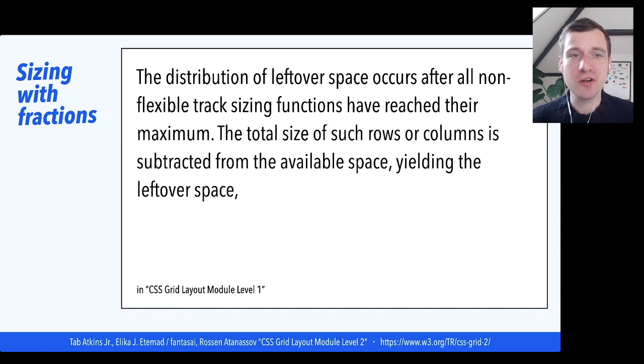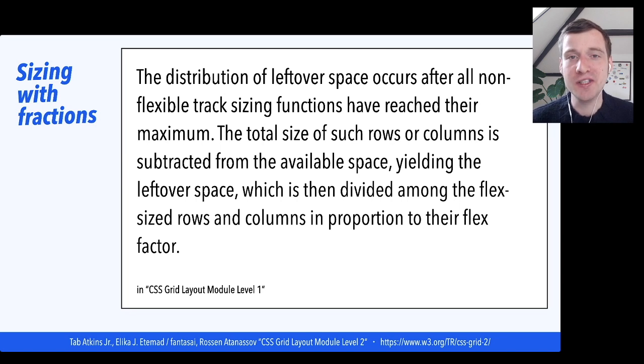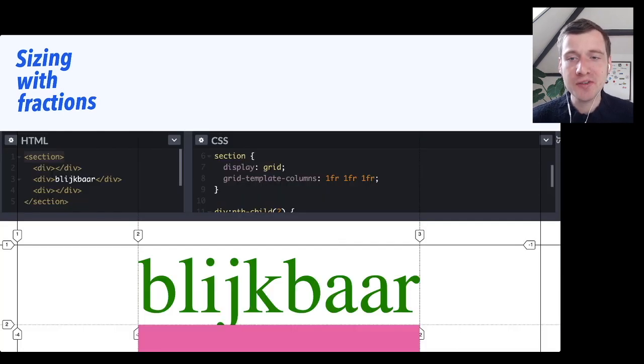The total of such rows and columns is subtracted from the available space, yielding the leftover space. And the leftover space is then divided among these rows and columns that have an FR unit in proportion to how big their FR unit is. So if you have 1FR, it's going to get half as much as something that has 2FR. So the proportions are also respected there. So FR units will take leftover space, but only after all of the other sizing functions have run. Now, we've got the word blijkbaar there, and we've seen that it's going to make our middle column much bigger than we actually expected it to be.